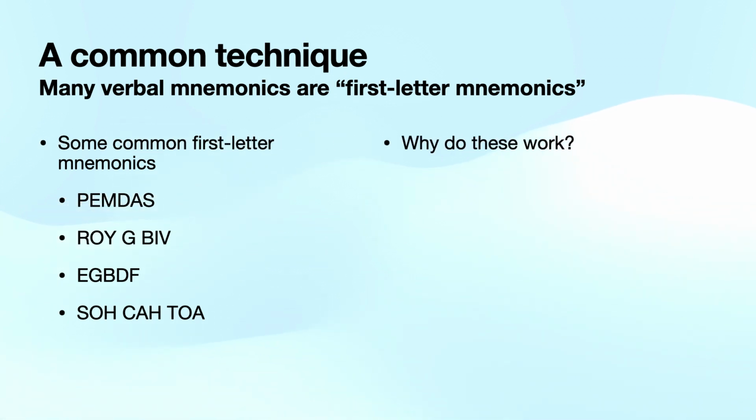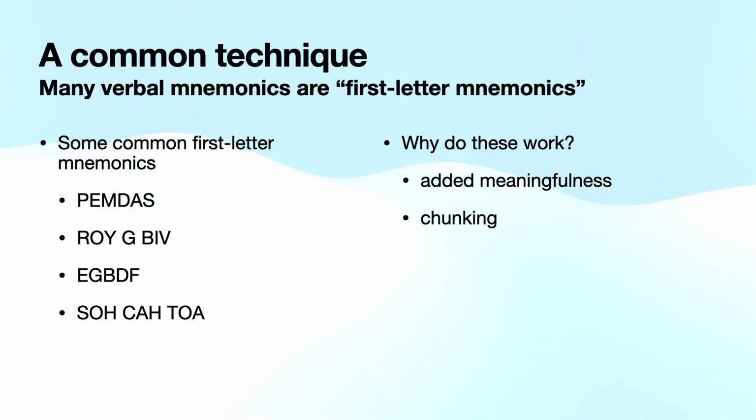Why do these first letter mnemonics work so well? For one thing, as we've already mentioned, the mnemonics add meaningfulness. The colors of the rainbow are just a bunch of colors, but when we put them in order and make a man's name out of them, they're more than that. Chunking means that we take many small parts and meld them into just one easier whole. Again, with Roy G. Biv, instead of having to remember 7 different colors in a particular order, we can just remember one man's name.